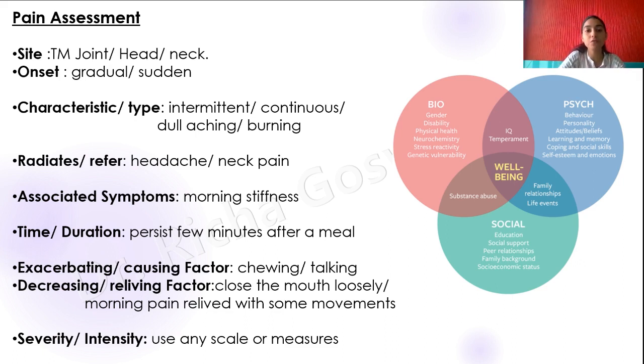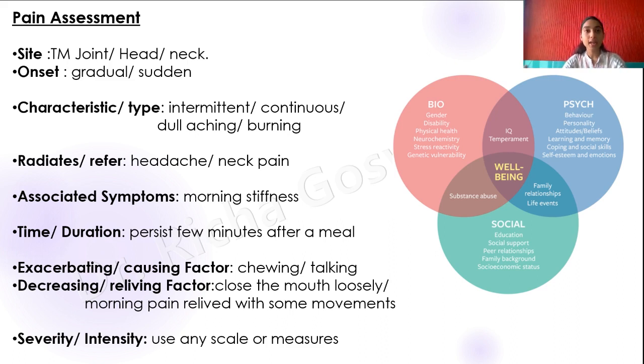If morning stiffness is associated with pain, it is indicative of OA of TM joint. Also ask about the time or the duration, like for how much time it persists. Then ask about exacerbating or causing factors. If the patient is complaining of pain in the TM joint after chewing or talking, it is indicative of a problem or dysfunction present in the soft tissue of the temporomandibular joint. Then also ask if there is any decreasing or relieving factor.